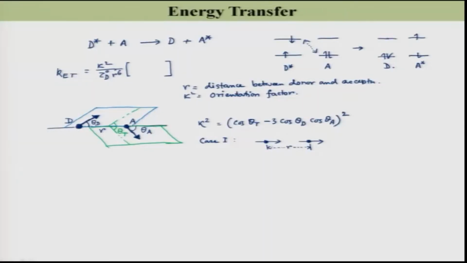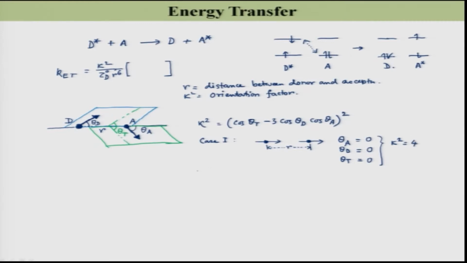So, in this case, what is the value of theta A, theta D and theta T? Theta A is equal to 0, theta D equal to 0, theta T equal to 0. So, for these values of theta, kappa square will be equal to (cosine 0 minus 3 cos 0) squared, which is (1 minus 3), so minus 2 squared, which is equal to 4.